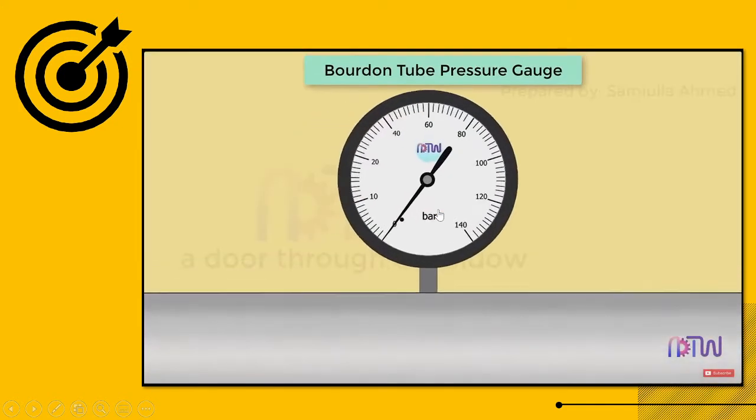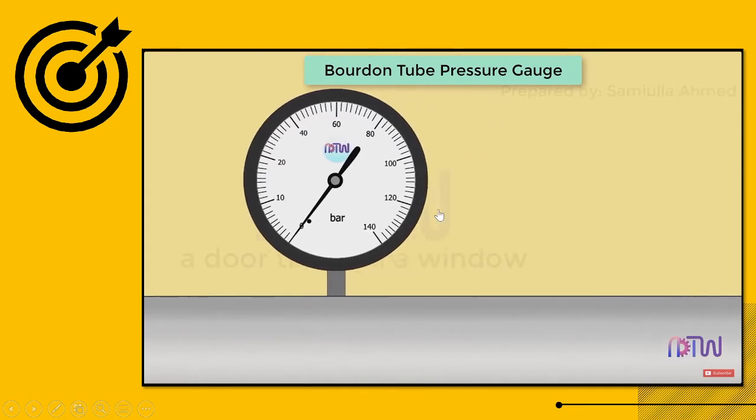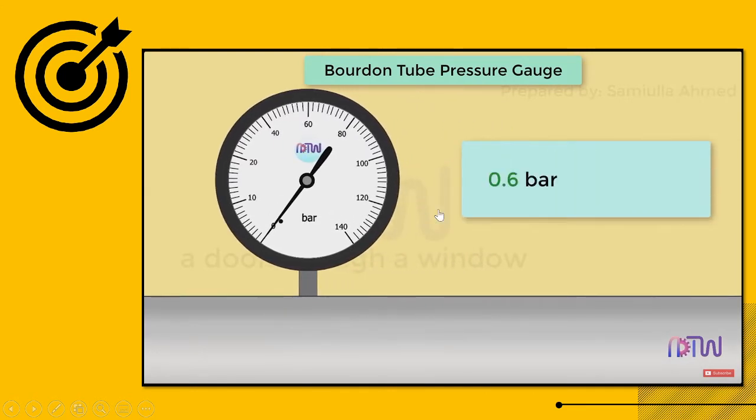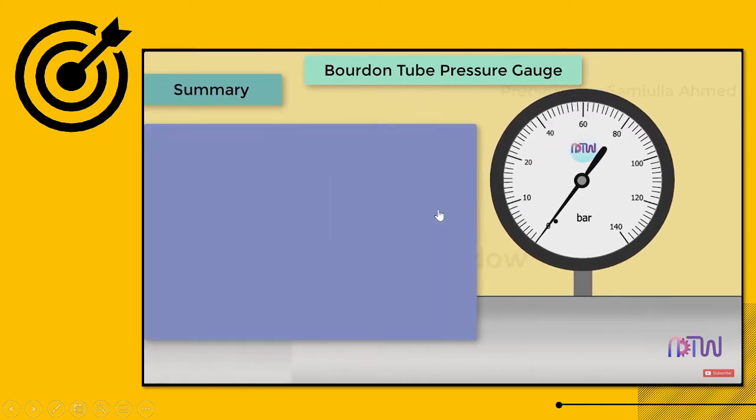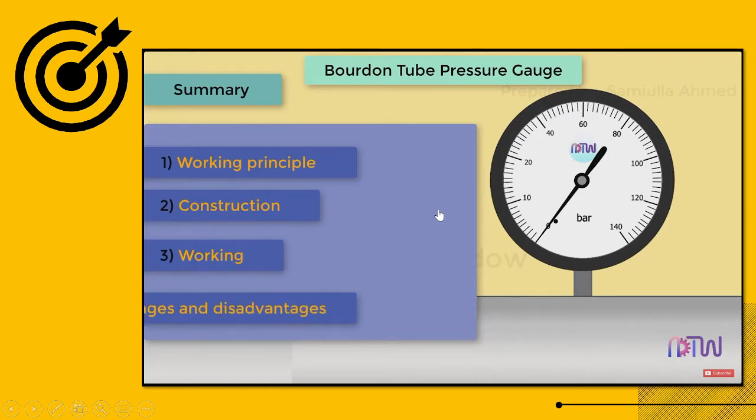Bourdon tube pressure gauge. Bourdon tube pressure gauges are used for the pressure measurement of relative pressure from 0.6 bar to 7,000 bars. They are classified as mechanical pressure measuring instruments and thus operate without any electric power. This video will cover the following: 1. Working principle of Bourdon tube pressure gauge. 2. Construction. 3. Working. 4.